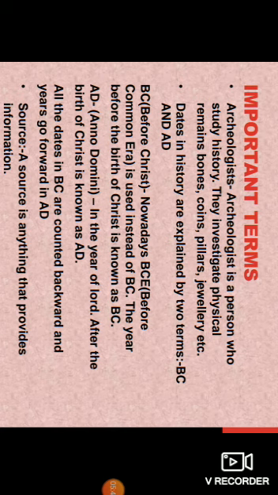Source. A source is anything that provides us information about anything in history or in the past. So that is a source. From where we are extracting the information, that is a source for us.